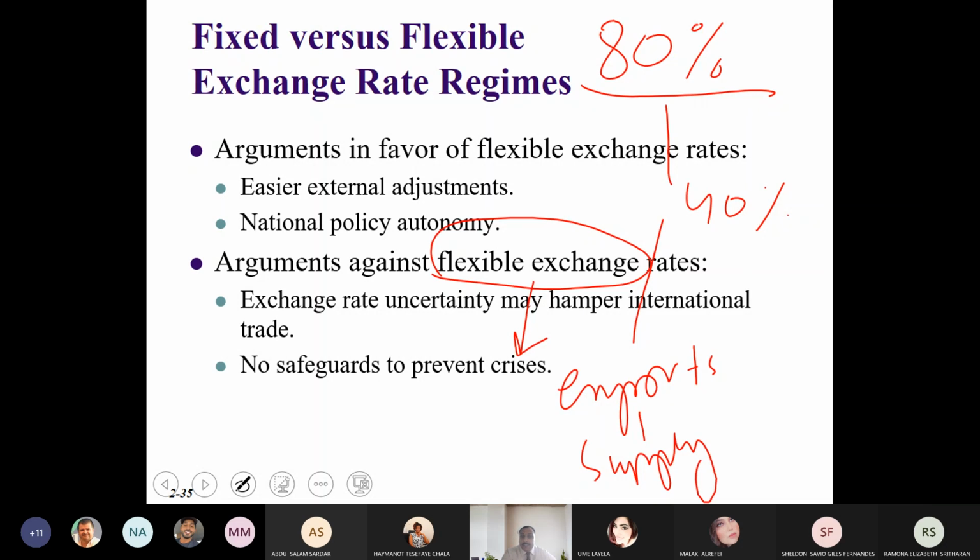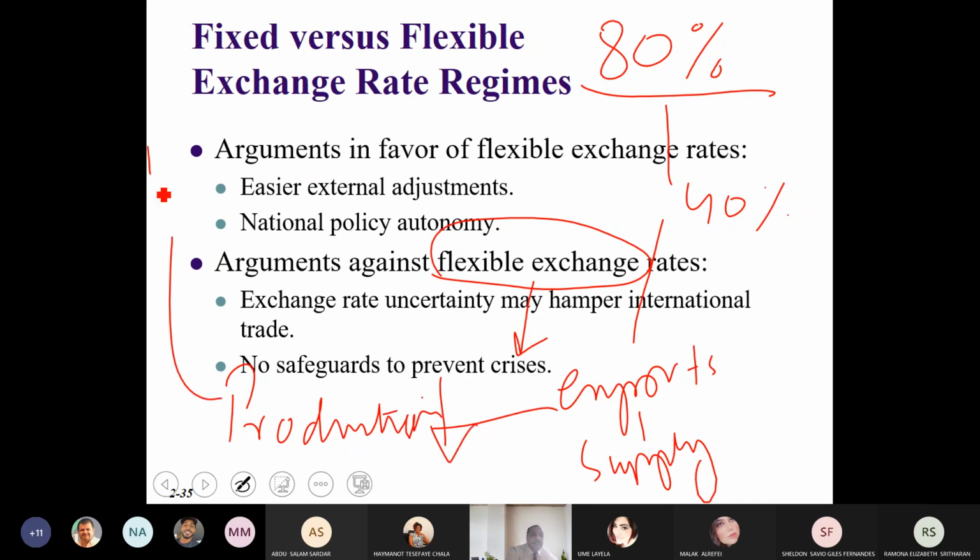Because your export will fall. When your export falls, do you think the producer will produce goods or not? Production will fall. When production falls, what will happen to the unemployment? Unemployment will increase. And what will happen to the inflation? When there is no production, inflation will also increase. So what will happen to the entire economy? What is the common term we use in this situation?